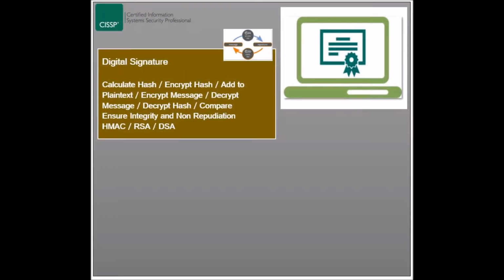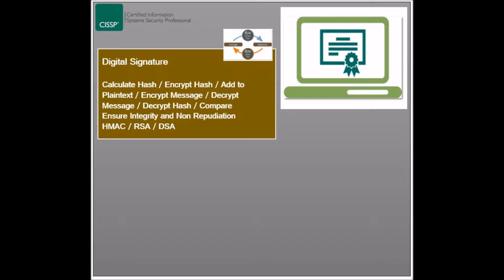When an entity wants to send a message to a second entity, they have to generate a message digest or hash of the plain text, then encrypt this hash value using their private key. This encrypted hash value is what is referred to as the digital signature. This hash is then appended to the plain text message, and together are encrypted using the second entity's public key.